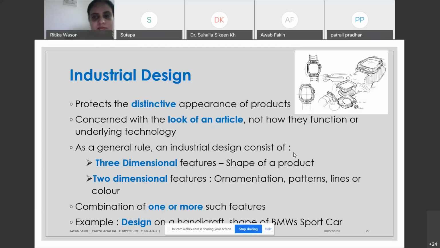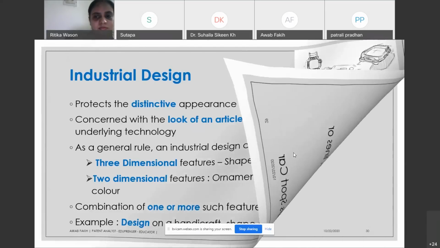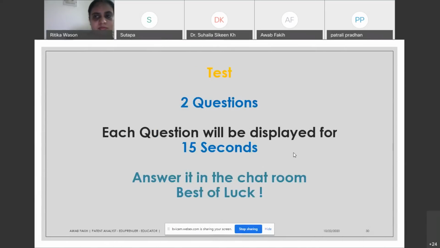When you talk about industrial design, the term of protection is 10 years. Further, if you want to extend it, you can get 5 more years, so it is 10 plus 5, but initially you get 10 years. So that's a small brief about the industrial design, or you can say the design patent. So let's go to the Q&A on design patent.